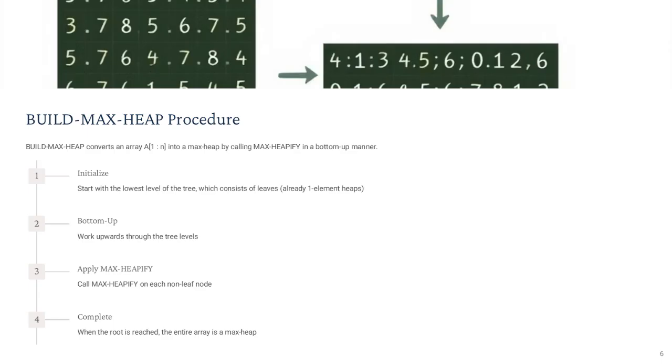The build max heap procedure initializes by setting the heap size to the length of the array and then iteratively applies max heapify to each non-leaf node, moving upward toward the root. The procedure operates as follows: start with the subarray consisting of the leaves, which are already one-element max heaps. Then, for each internal node, apply max heapify to ensure it satisfies the max heap property.